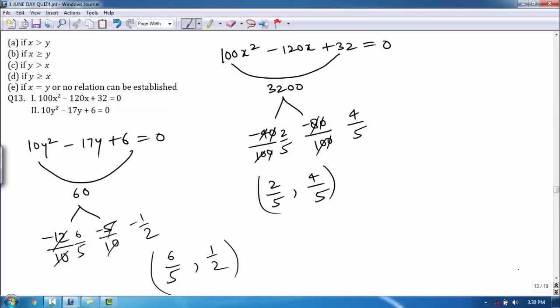And here we can see that no relation can be established. So we'll mark the right answer as E.